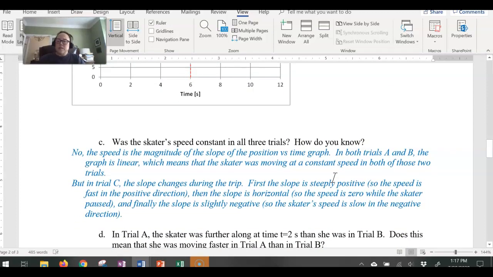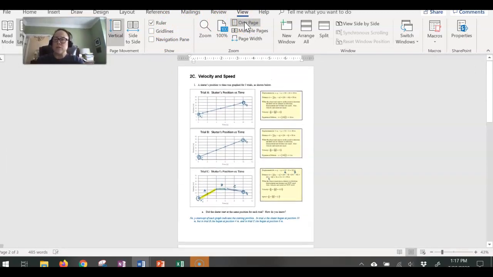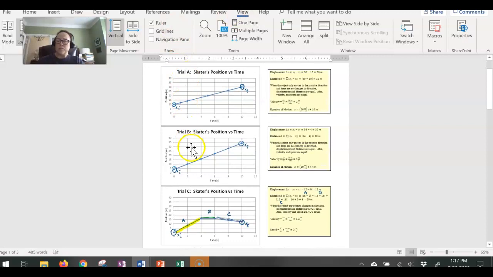Was the skater's speed constant in all three trials? So it wasn't constant. What we would look at to understand that is the magnitude of the slope is giving us the speed. And so in trial A and trial B, both of these position versus time graphs were linear, which do say that the skater was moving at a constant speed, but it wasn't the same speed, right? The slope in trial B was steeper and so the skater was moving faster in trial B than in trial A.